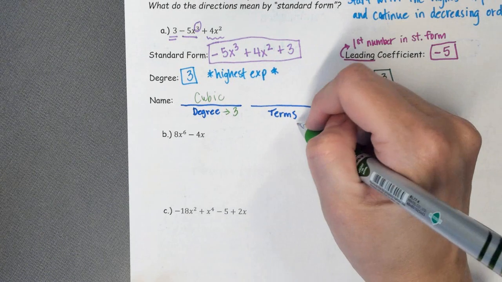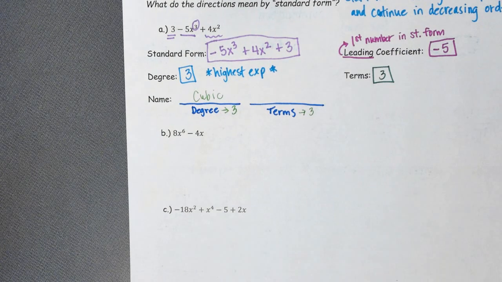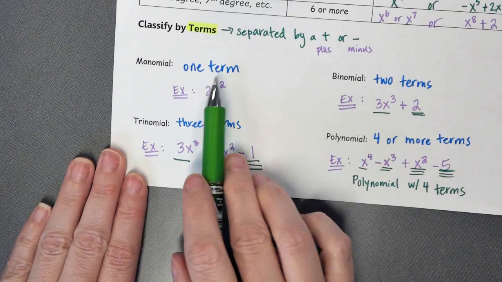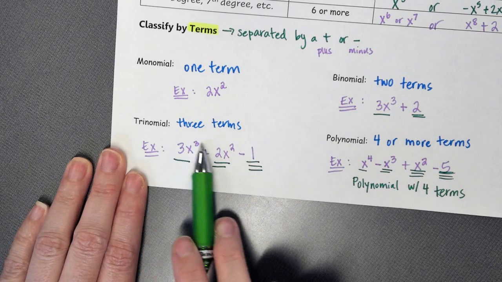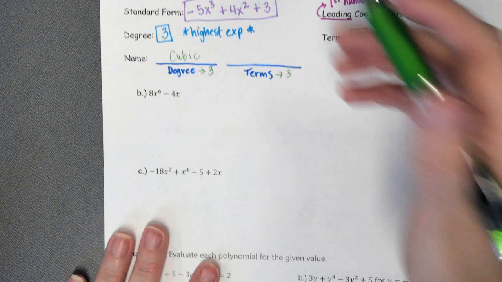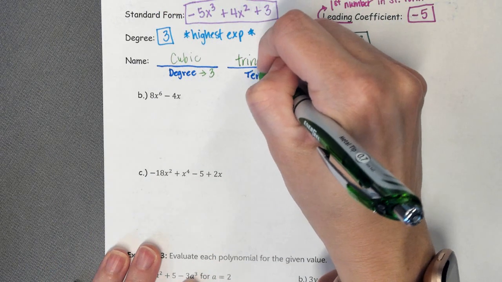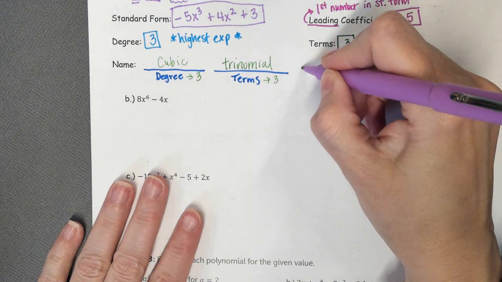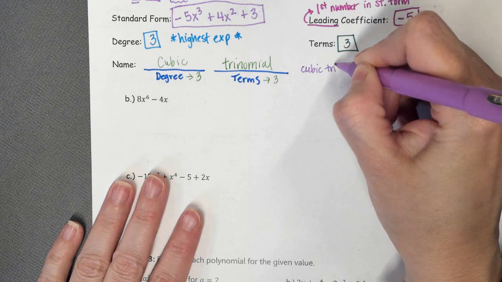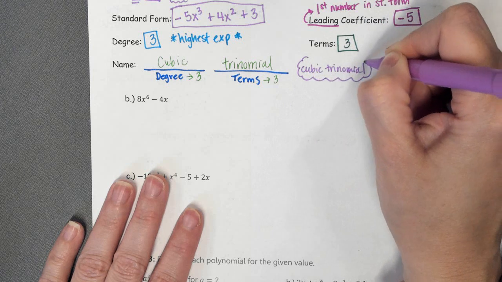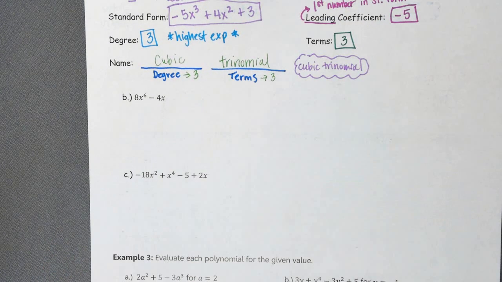And then the terms, in this case there's 3. So again, we can flip it over to the front. You have 1 term, 2 terms, 3 terms. If it's 3 terms, it's a trinomial. Okay, so that's its name. So when you're doing this, you would just write down cubic trinomial. That is the name of this polynomial.